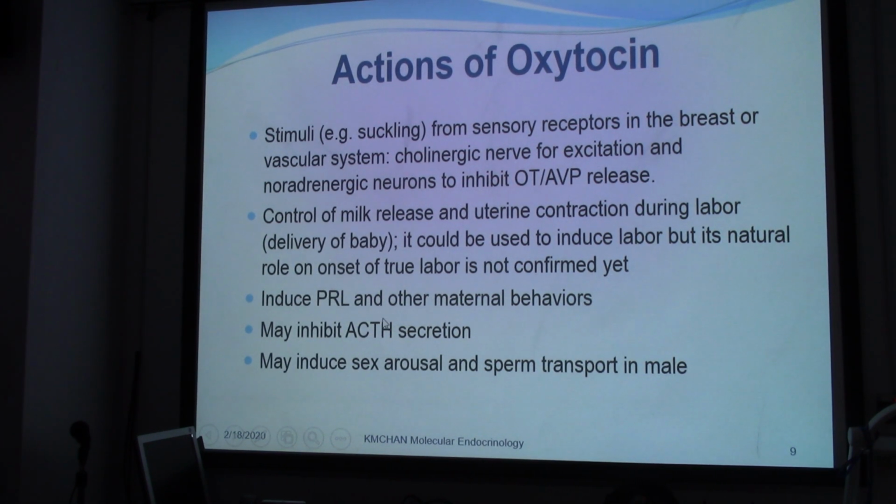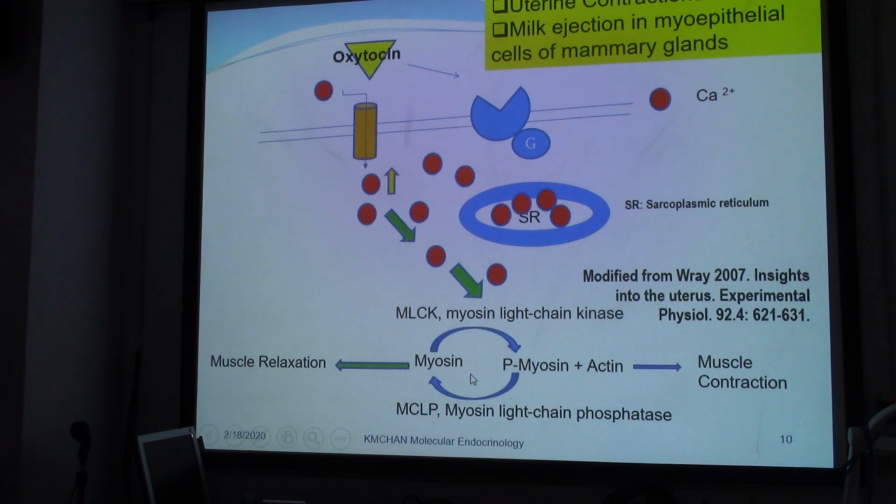And it would also inhibit ACTH secretion and also induce sexual arousal and sperm transport in males. So oxytocin will have other functions in men as well. Okay, so oxytocin would act on its receptor. It's also well known to be a G-protein coupled receptor with 7 transmembrane domains.